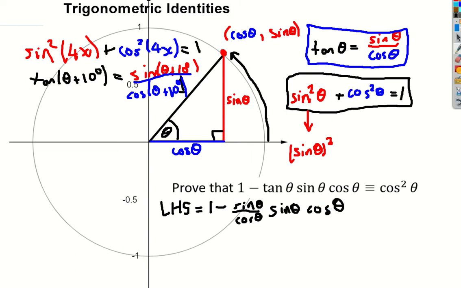As you may have spotted, now we've got sines and coses together. There's a cos here that cancels with this cos here on the bottom. And then over here, I've got a sine theta times another sine theta, and with our new notation, I can write that as sine squared of theta. So the next line is to say 1 minus sine squared theta.